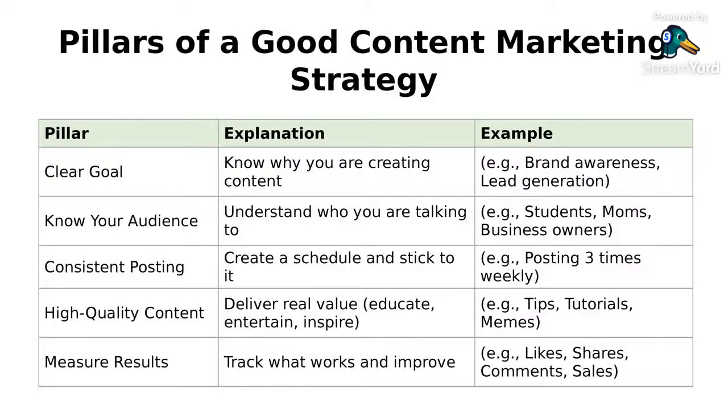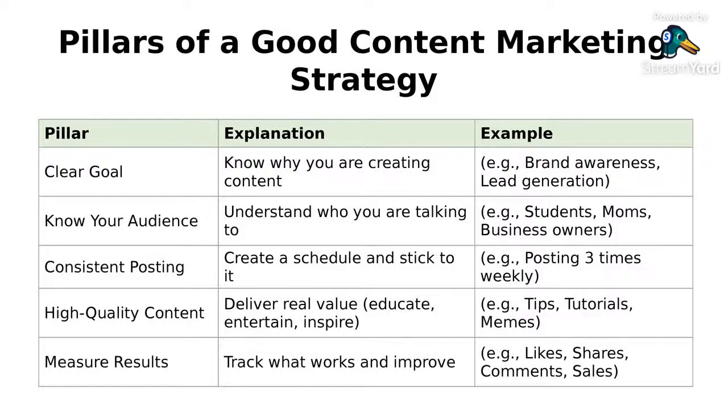All right, so looking at the comment, what are the five pillars that a good marketing strategy should have? Clear goal, which means number one, you should know why you are creating content. Are you creating for brand awareness? Are you creating for engagement? Are you creating for sales? Are you creating for conversion? Are you creating for lead generation? There should be a clear goal for why you're creating the content.